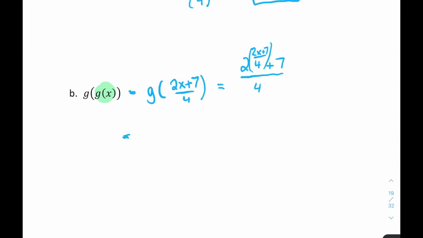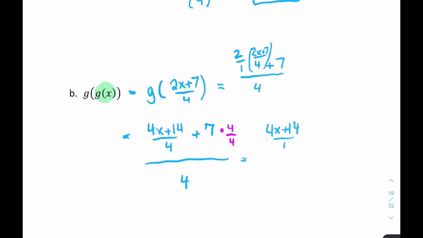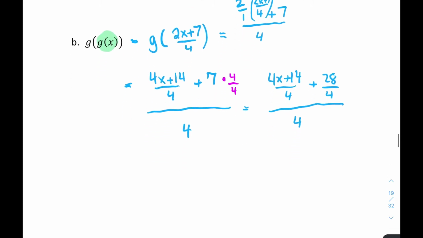That's going to be like 2 over 1 times 2x plus 7 over 4. So let me write it a little more obviously. And then I'll multiply my 2 to my 2x plus 7 to get 4x plus 14 over 4, plus my separate 7 that's not part of its fraction. Now I can't leave fractions within fractions. What a mess. So let's get a common denominator on top so that I can add my 7 to my 4x plus 14 over 4. So if I multiply 7 by 4 over 4, I get 28 over 4. And the whole thing's still over 4, but that's just kind of chilling down there.